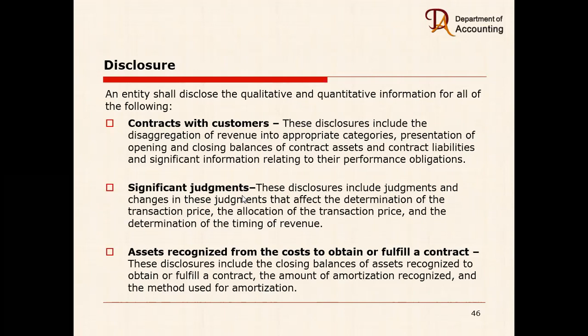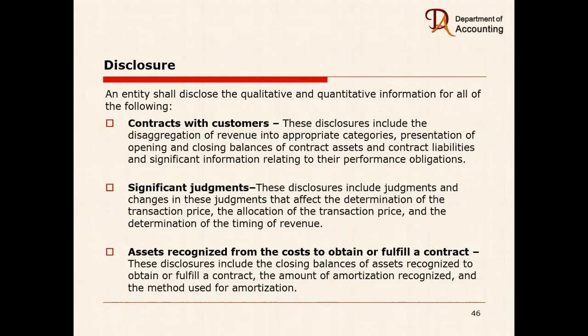And also the significant judgments. These disclosures include judgments and changes in these judgments that affect the determination of the transaction price, the allocation of transaction price, and the determination of the timing of revenue. This is one example: in case where you have a kind of variable consideration, you might have to make certain judgments. You have to make certain estimates. In that, you would have to say on what basis you make this particular estimate, right? So likewise, your judgment has to be presented.